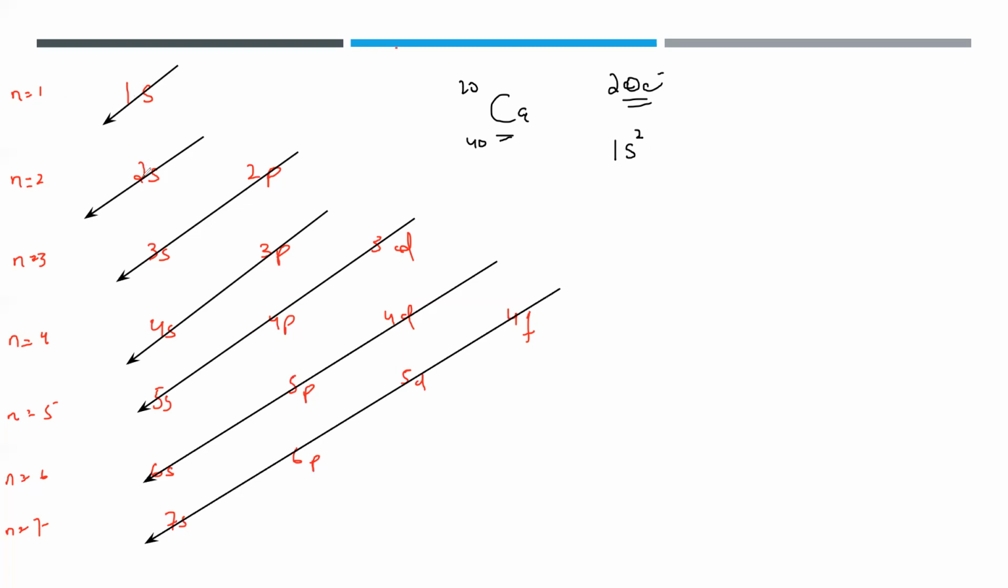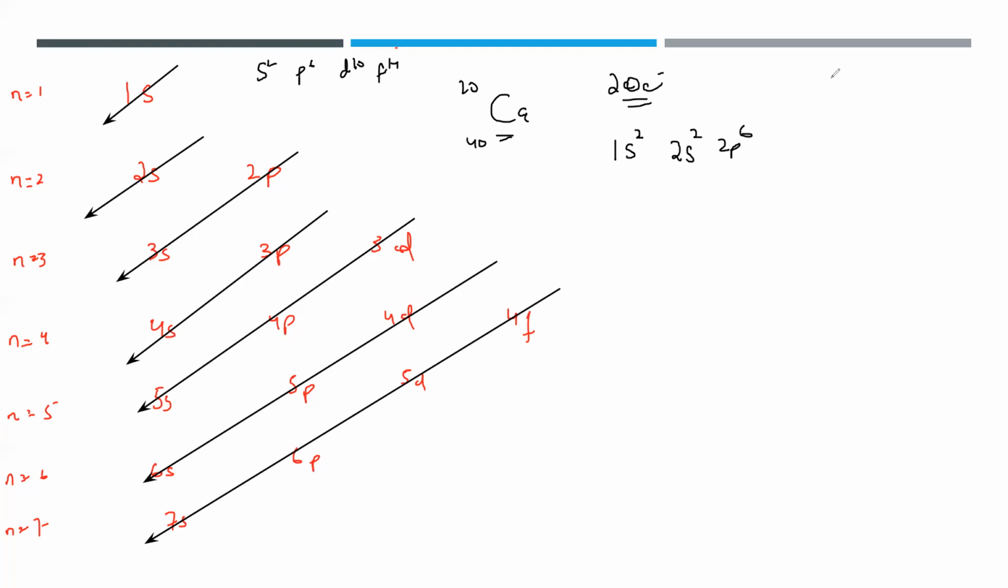Then after 1s, it will be 2s. How many electrons will be there? In 2s, maximum, because S can have a maximum of 2, P maximum 6, D maximum 10, and F maximum 14, so there is a difference of 4 each time. Then from 2s, it will go to 2p, which can have a maximum of 6. So right now we have arranged 10 electrons.